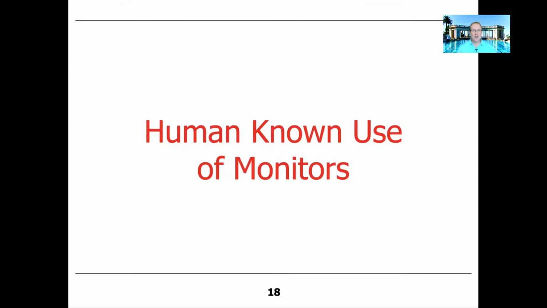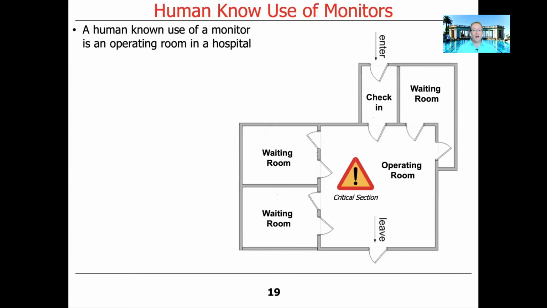As always, I try to give a human known use of monitors just to make things a bit more intuitive. And one example of a human known use of a monitor would be an operating room in a hospital. And the basic idea here is that you will come and check in at some kind of check-in desk to let the doctors and nurses know that you're there. And so you go into the check-in area.